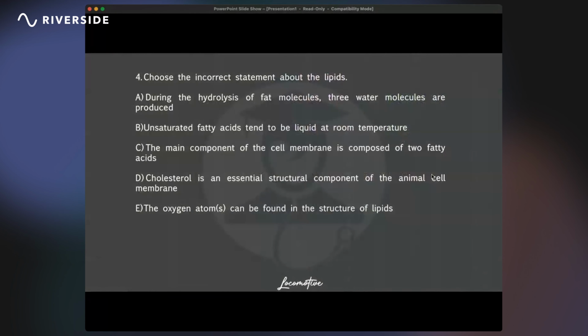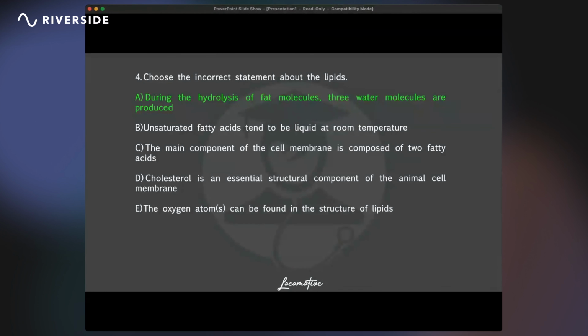Question number 4. Choose the incorrect statement about the lipids. During the hydrolysis of fat molecules, 3 water molecules are produced. I think we discussed it. We are going to discuss hydrolysis, right? Hydrolysis. We have to add water molecules to the large molecule to have the monomers. So 3 water molecules are not produced. Incorrect, done. The first statement is incorrect.